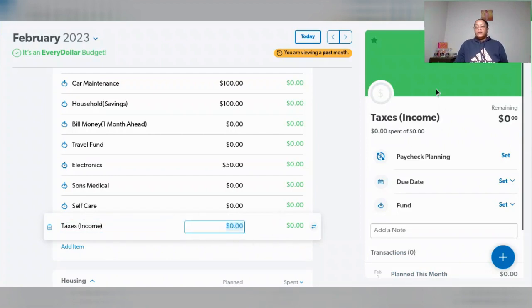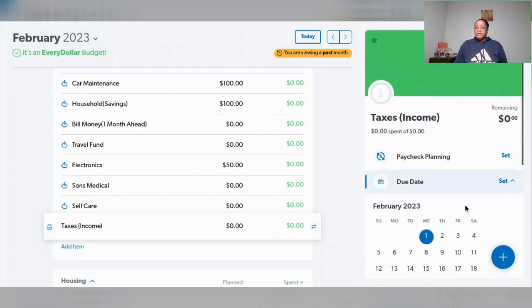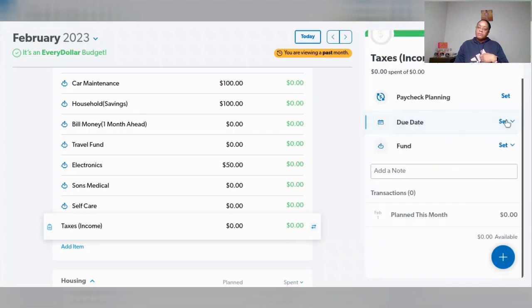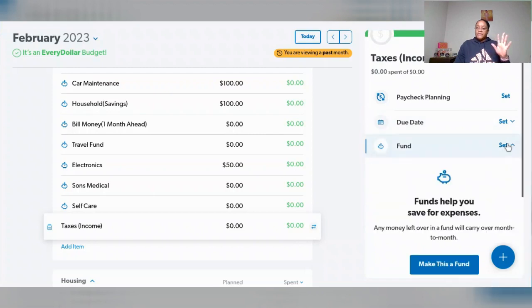All right, and then over to the right-hand side, paycheck planning, that's something new and that's for the premium version. You can set due dates in here. If I want it every month, I can set it for the 1st to 15th or something like that. On this one, I'm not going to set one, because the whole thing is due April 15th.